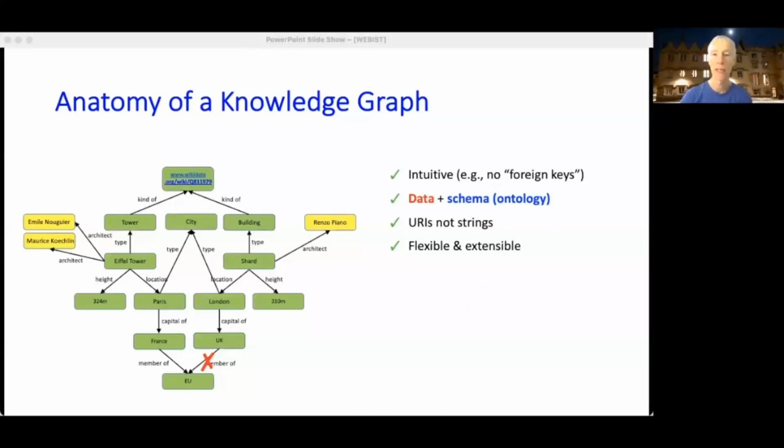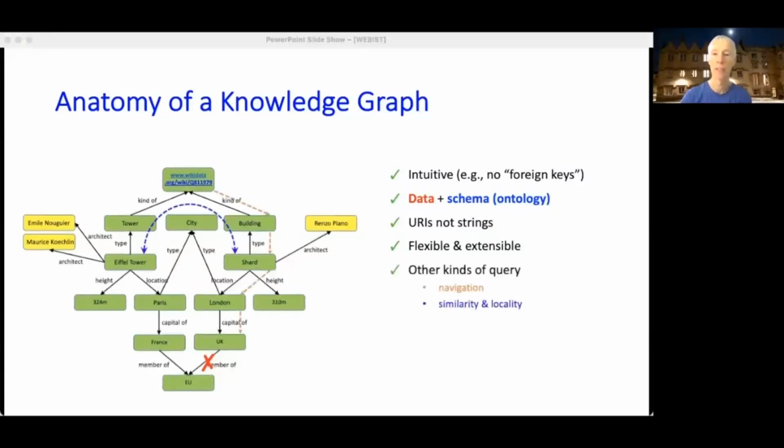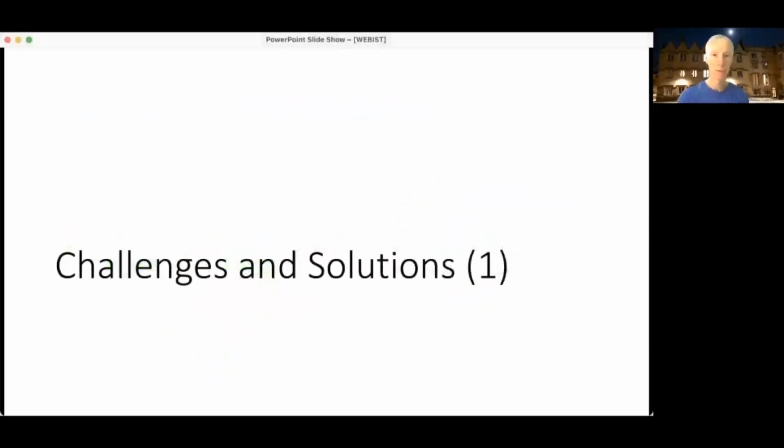Finally, in addition to standard retrieval queries, the graphical data model facilitates a range of other query types, including navigational queries and queries that explore structural similarities, localities, etc. Hopefully, we can all agree that so far everything looks very positive for knowledge graphs.